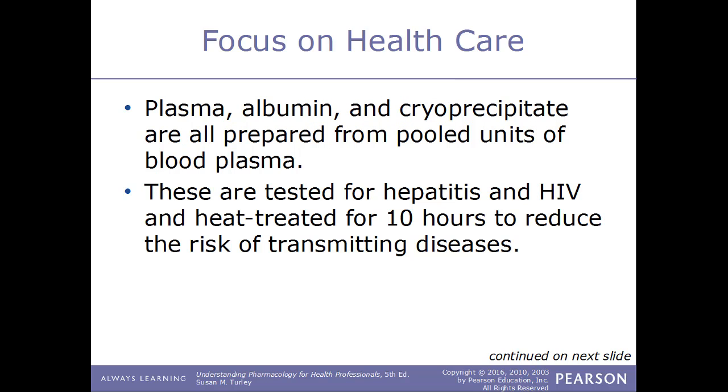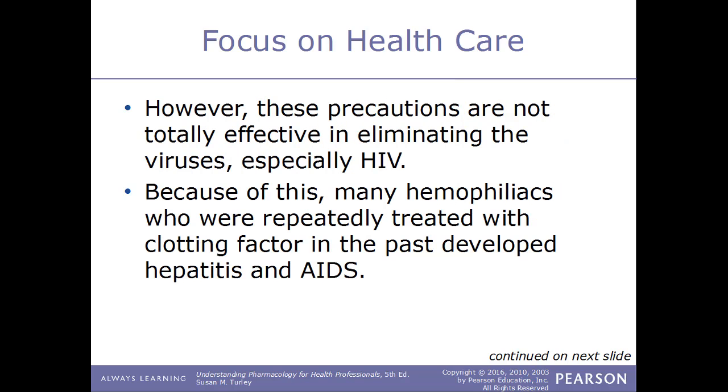Plasma, albumin, and cryoprecipitate are all prepared from pooled units of blood plasma. These are tested for hepatitis and HIV, and then heat treated for 10 hours to reduce the risk of transmitting any diseases. However, these precautions are not totally effective in eliminating the viruses, especially HIV. Because of this, many hemophiliacs who were treated with clotting factors in the past developed hepatitis and AIDS.